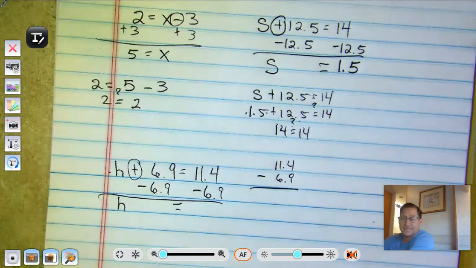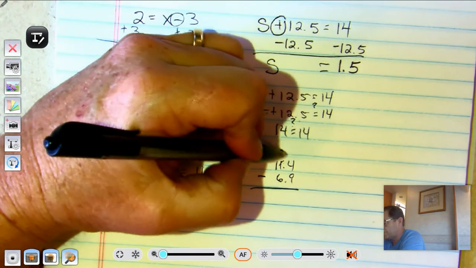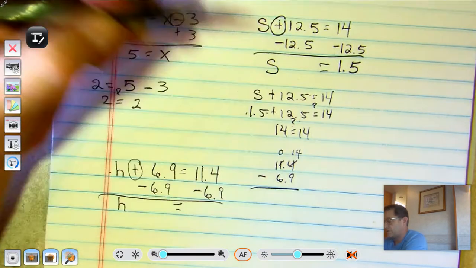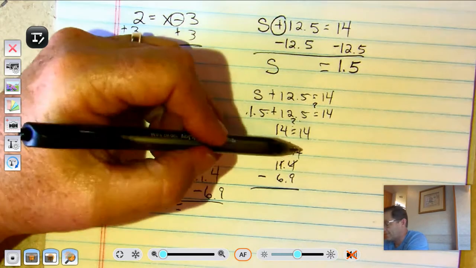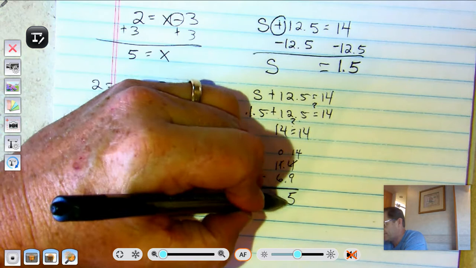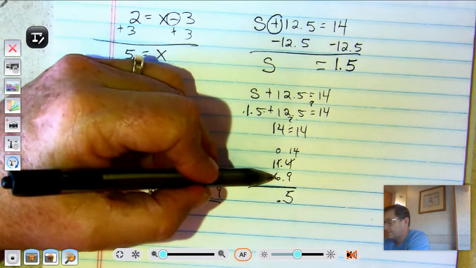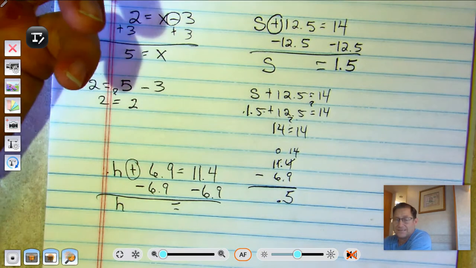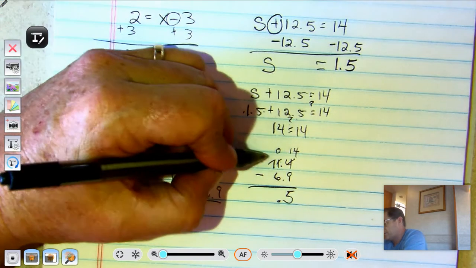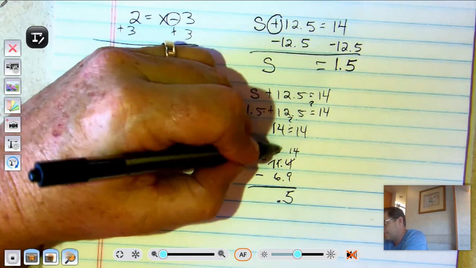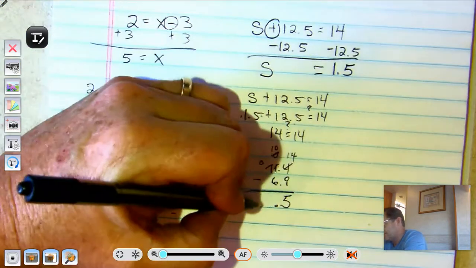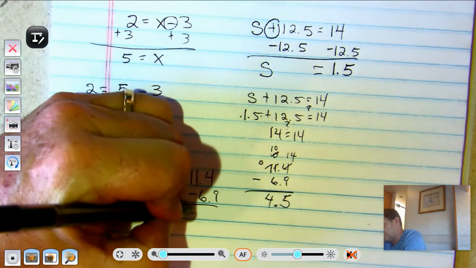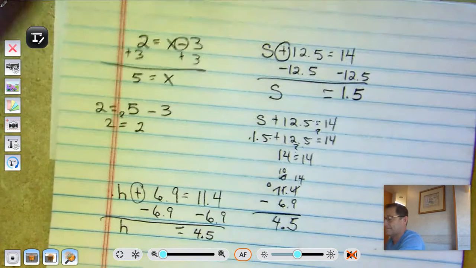I can't take 9/10 from 4/10, so let's regroup and trade one of the ones for 10/10. So that now gives me 14/10. 14 take away 9/10 is 5/10. 0 minus 6. I can't take 6 ones from nothing. So I'm going to have to regroup from the 10 and give 10 ones to the ones place. 10 take away 6 is 4. So we get an answer of 4 and a half.